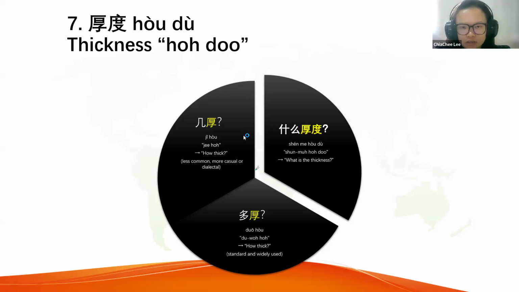The last pair, I would say, is 坡度 basically.